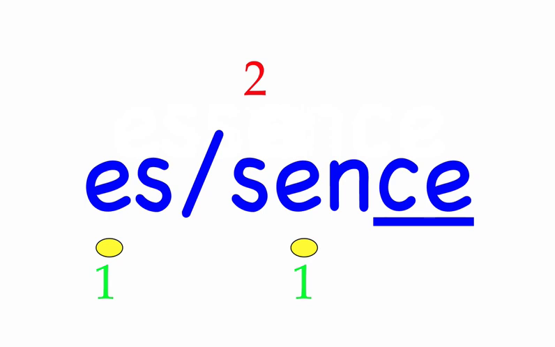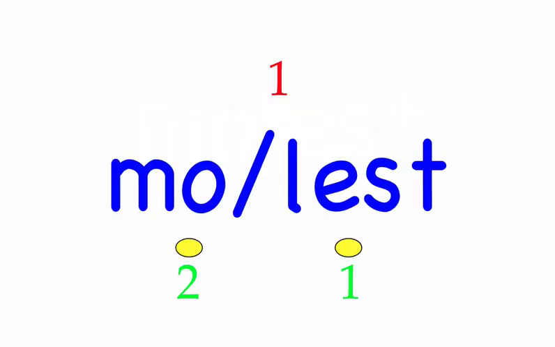Molest. Molest. It is illegal to molest anyone. Molest. Mo, 2 sounds. M, O. Lest, 4 sounds. Ul, E, S, T. Molest. Mark the word. Molest.